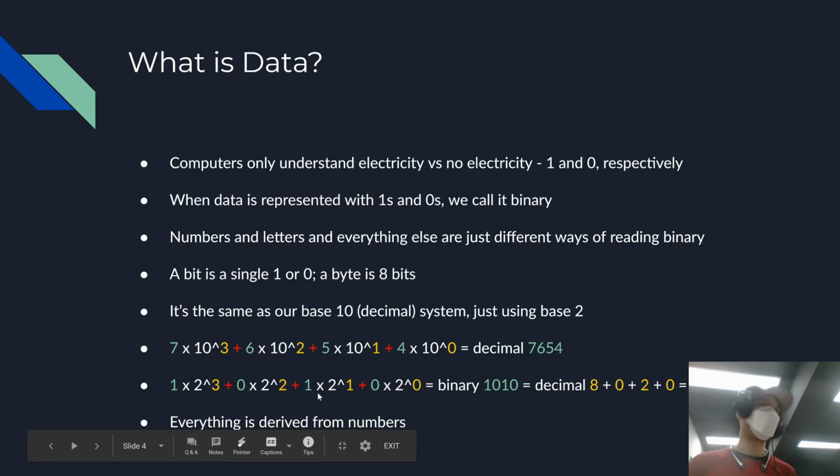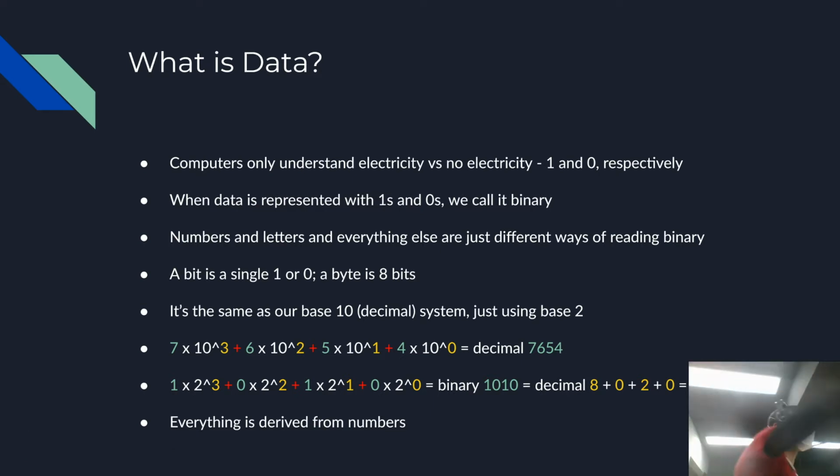1 times 2. So what does that give us? Okay, so we put a 2 here, all right? 0, so we ignore it. Now, 1 times 2 to the third, what's 2 to the third? 8. Yep, so 8 plus 2 is 10. That's it. You can read binary now. And you can just keep counting this way, right?